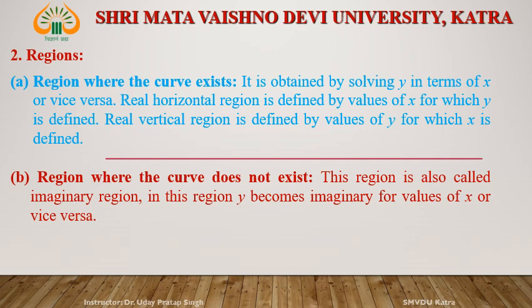It is the region where the curve exists. The region is obtained by solving y. Solve the equation y is equal to a function of x, in terms of x, either this or x is equal to a function of y. Solving y in terms of x or vice versa.